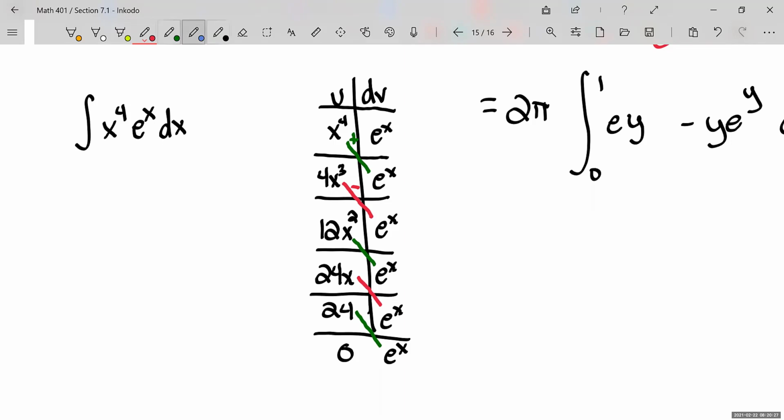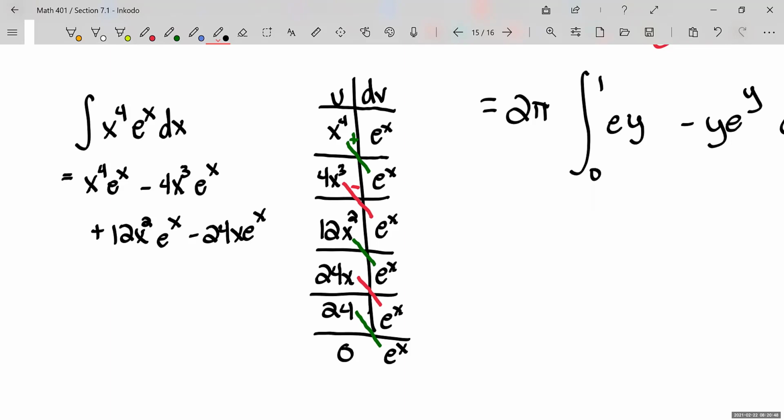And so very, very quickly, if you use that trick, you get a positive x to the fourth e to the x minus 4x cubed e to the x plus 12x squared e to the x minus 24x e to the x plus 24 e to the x. And don't forget there is a plus c at the end of that.